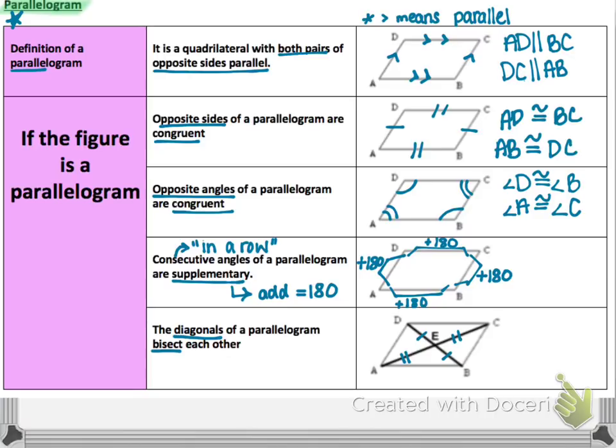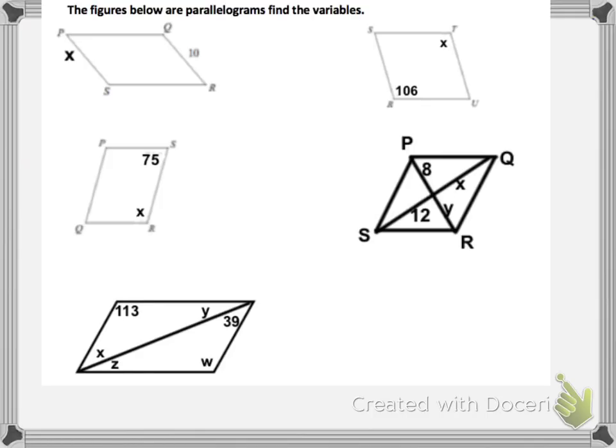All right, so here we go. Let's start looking at some math. Over here, we are looking at opposite sides on this first one. So we'll see that opposite sides are both parallel, but they are also congruent. So since those opposite sides are congruent, congruent means that they are equal. So x equals 10.